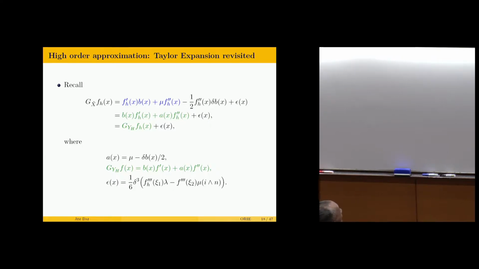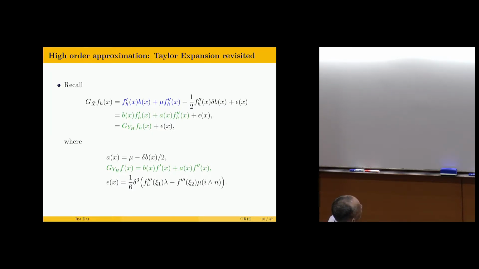And so from blue, I change it to a new generator. Just combine this second order derivative term into this term. So the mu plus the minus half delta b of x, that's called A. That's here, that's A. This allows me to have a different diffusion process. I call it YH. By changing the previous mu in this diffusion operator, the generator, to this new generator, this A of x, I got a new diffusion process, YH. Is that clear? Previous Y is now YH.